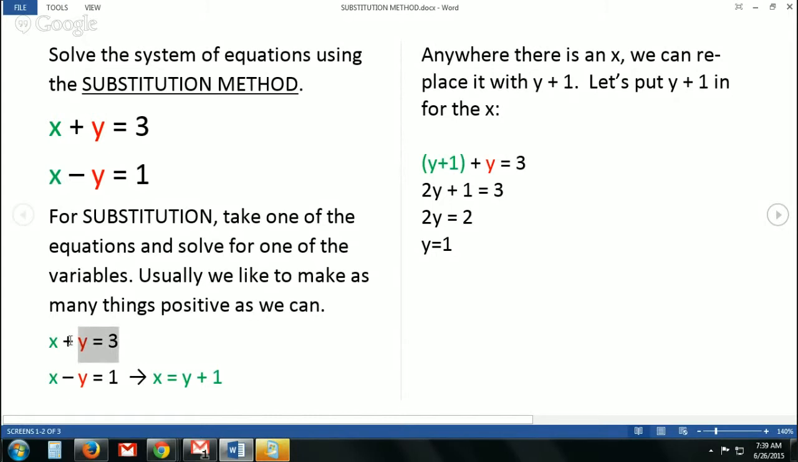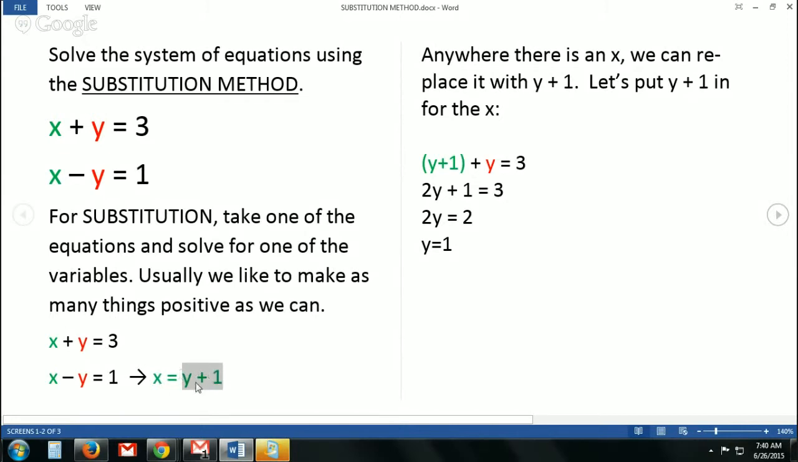So notice we've left the top equation alone, but the bottom equation, when we solve it for x, that means that I'll move the y to the other side to get the x by itself. That gives me x equals y plus 1. Now, what this means, anywhere in this problem that I see an x, I can now replace it with what that means, which is y plus 1.